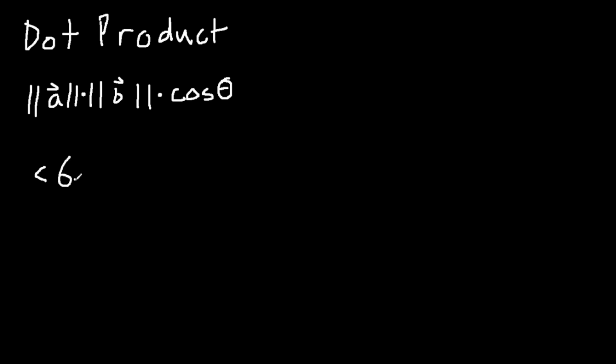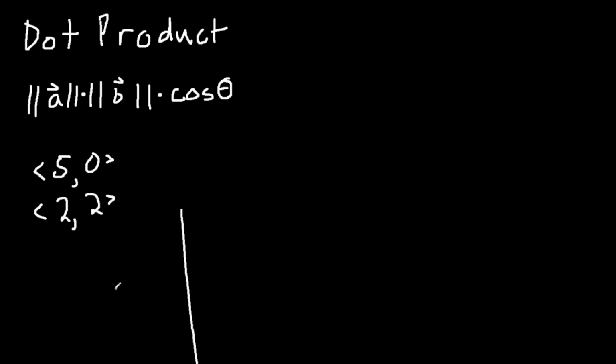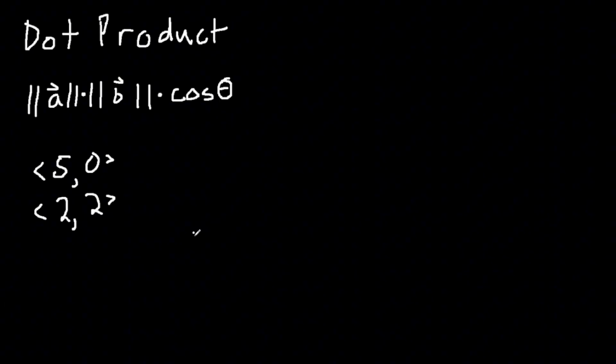Let's have 6, 7, and 4. You know what? That's a little harder to do. Let's do 5 and 0. Let's also do, let's say, 2 and 2. Now, this is how these two vectors look on the graph, and this is how I figured out the angle very fast. 5 and 0 looks something like this, and 2 and 2 looks something like this.